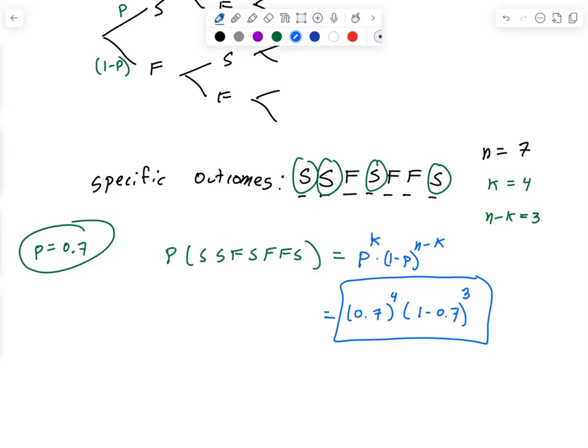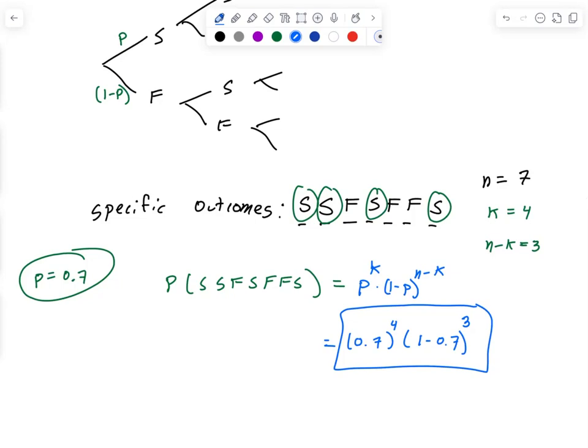Now, Annalise asks, why 1 minus 0.7? Because if we know the probability of success is 0.7, what must the failure be? They have to add up to 1. So that'd be 0.3. Okay? So the reason there was 3 in this one is because there were 4 successes and therefore 3 failures. I substitute into this formula, and this is the formula we get right in here. So that's the formula I gave you.